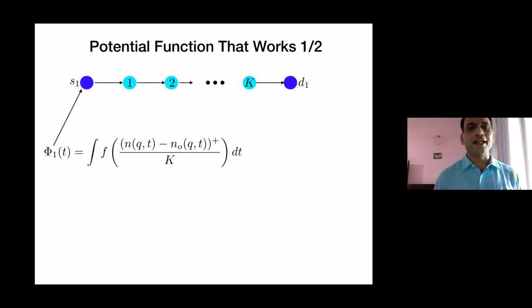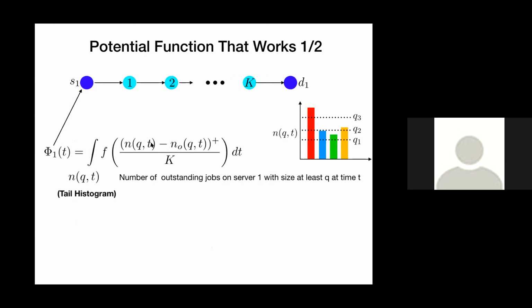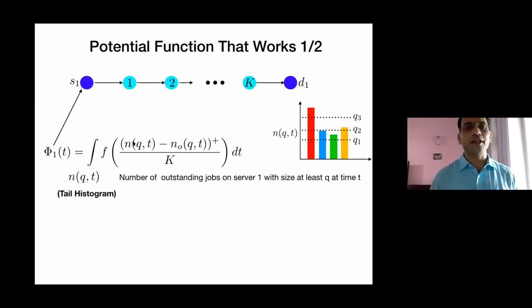So I'm just going to give you one candidate potential function. I don't think I will have time to talk about how exactly it works. What we're going to do is define a different potential function for the different servers. For the first server, the quantity n of q of t is going to be a kind of histogram where we look at q as the size of the job and count, for each q, how many jobs there are with size at least q. So in the picture on the right-hand side, for q1, all 4 jobs count. For q2, 2 jobs count. For q3, only 1 job counts. So we're just looking at the tail histogram of the number of jobs in the system.